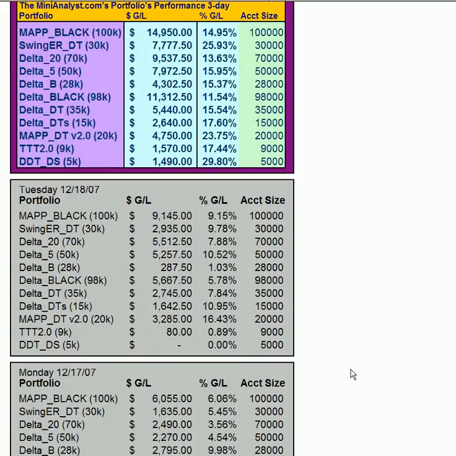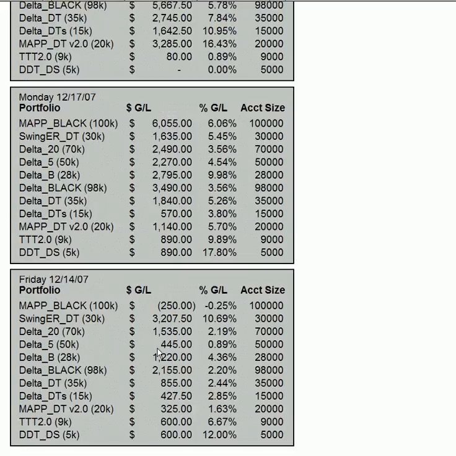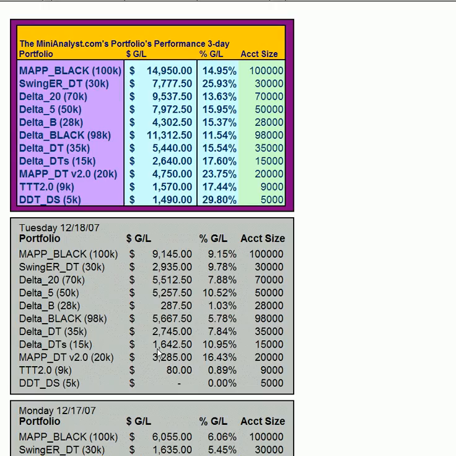Tuesday, more gains for our portfolios. Looks like we had another 10% gain for the Swinger DT. Standout move for the MAP DT, a 17% gain, added to a 6% gain, added to about a 2% gain. So let's just look at the 3-day performance. And first thing we notice is the Swinger DT up 26% in the last 3 days since last Friday. Very impressive portfolio. Dual Day Trader DS up 30%.